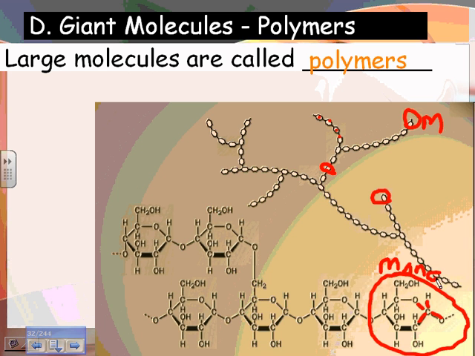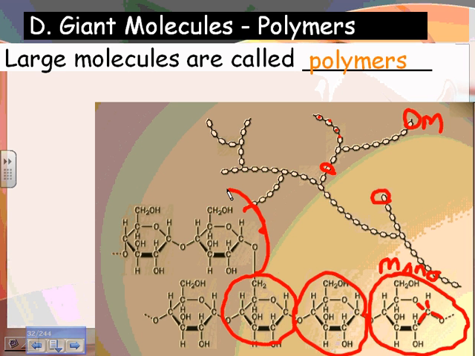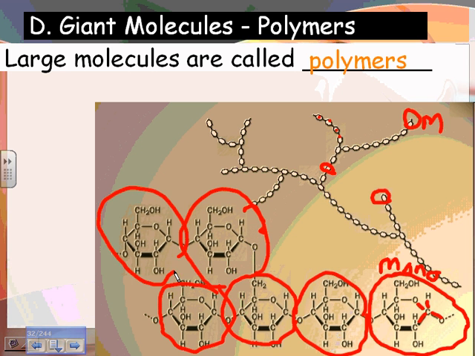So here's the thing not to get confused with. This monomer doesn't mean that it's one atom. It means that it's one small molecule. So the small molecule is glucose, C6H12O6. You've got one, two, three, four, five, six carbons, etc. Here's one monomer. Here's another monomer of glucose. Here's another monomer of glucose. Here's another monomer of glucose. Here's another monomer of glucose. You put them all together, you get a polymer, many molecules of glucose.